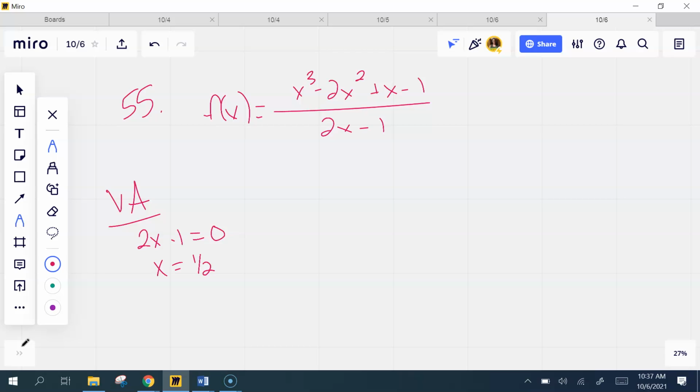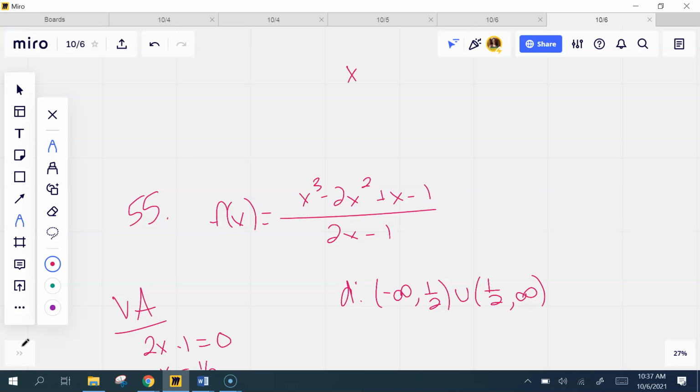What does that tell me about my domain? It can't be what? 1/2. So how do I say that? If you had something like x plus 5, x plus 3, x minus 1, those cancel, so that would be a hole at -3. So it would still be left out of my domain, but it's not a vertical asymptote. It's just a hole.